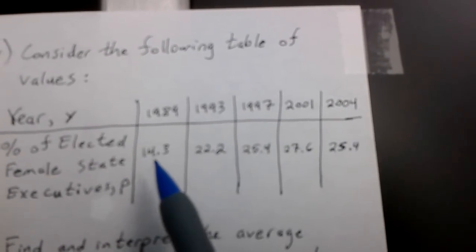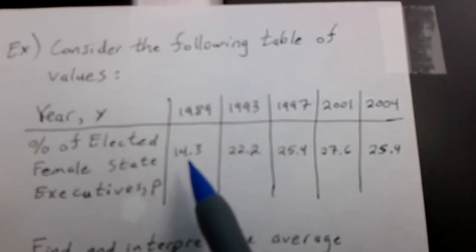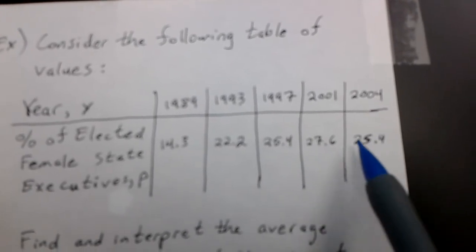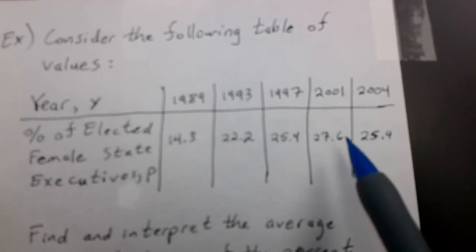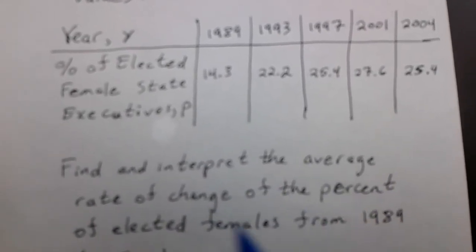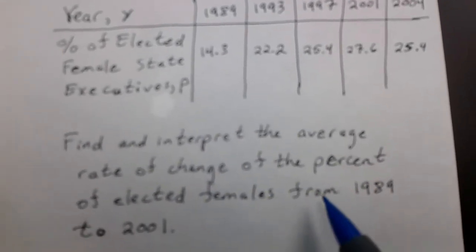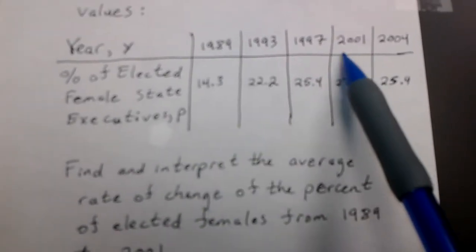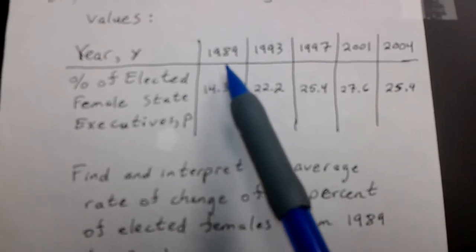It looks like in general the percentage of elected females is increasing here, then it goes down a little bit between that 3-year period. Let's find and interpret the average rate of change of the percent of elected females from 1989 to 2001. So from here to here, that's 12 years. We want to find the average rate of change.